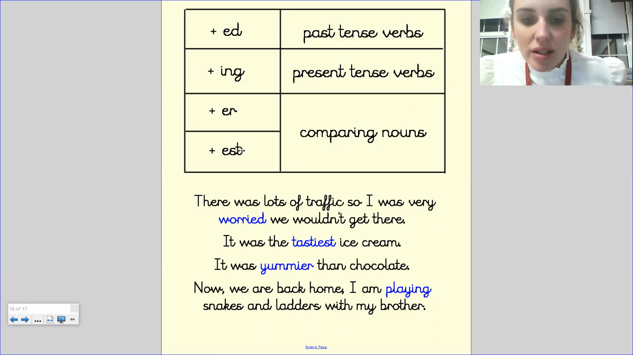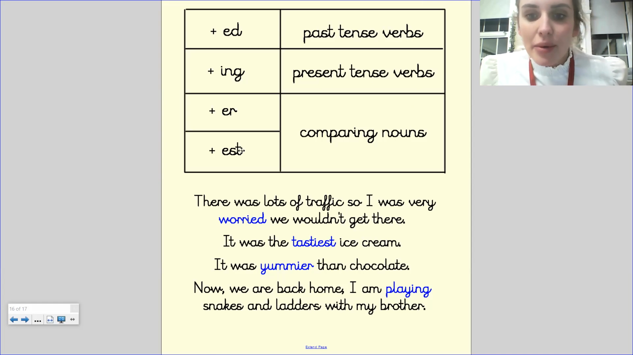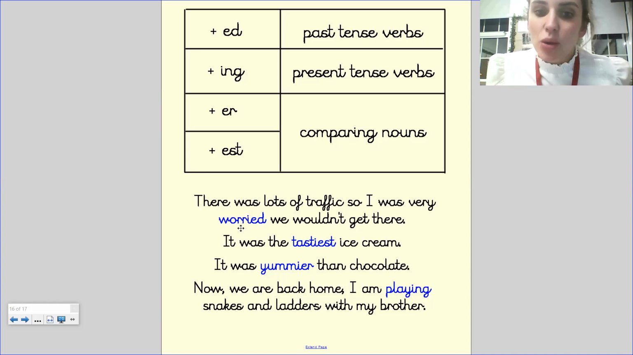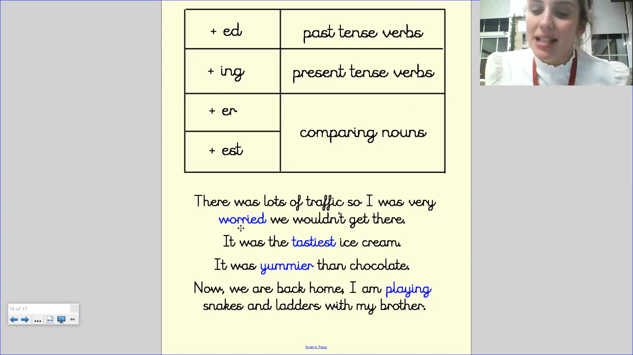Here are some examples from yesterday's paragraph that used words with our spelling rule in. There was lots of traffic, so I was very worried we wouldn't get there. So here is our spelling word, worried. It has been used to show that the child was worried on their way to the beach. That happened in the past.